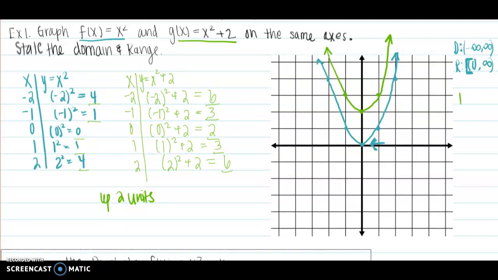Alright, so now let's do the domain and range of g of x. Same thing, domain is always going to be from negative infinity to infinity for a parabola. And then your range is where your y values start at. So in this case, it's here. So it's from 2 to infinity.